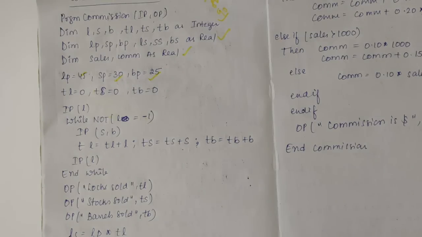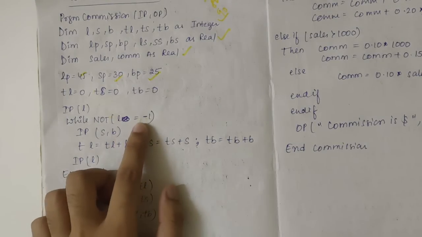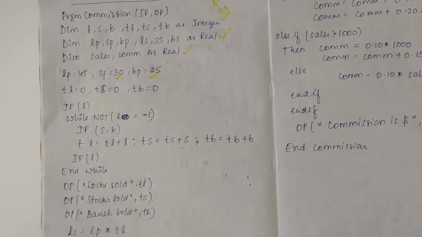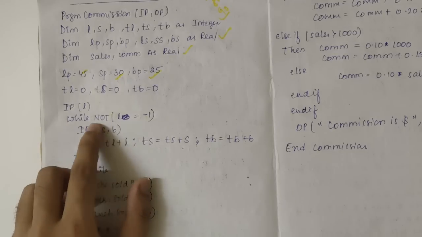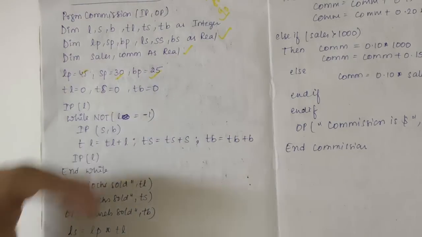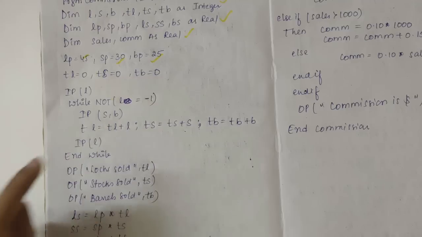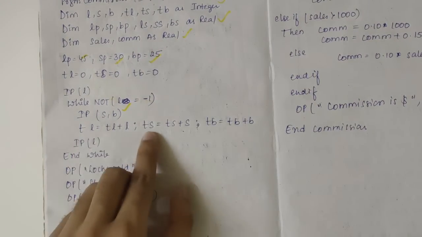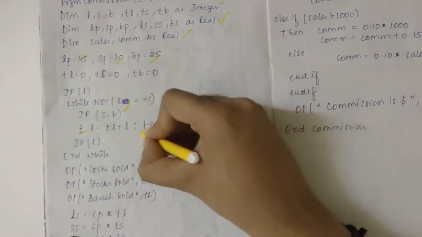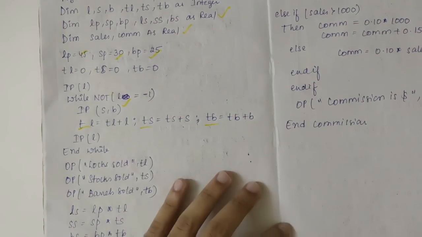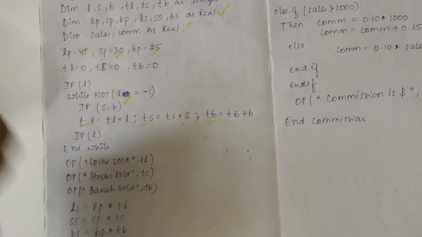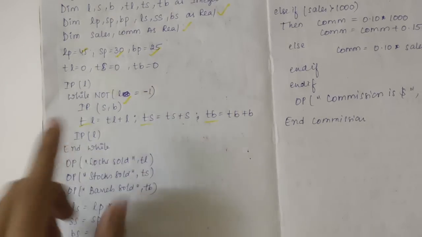We take the input of lock and make sure the lock value is not -1. If the lock value is -1, then we have reached the end of the execution. Making sure the lock value is not -1, we look further: we take stock and barrel as input too. After taking stock and barrel as input, we update the total lock, total stock and total barrel. Again I take the lock value and check; it keeps on iterating till this condition fails.